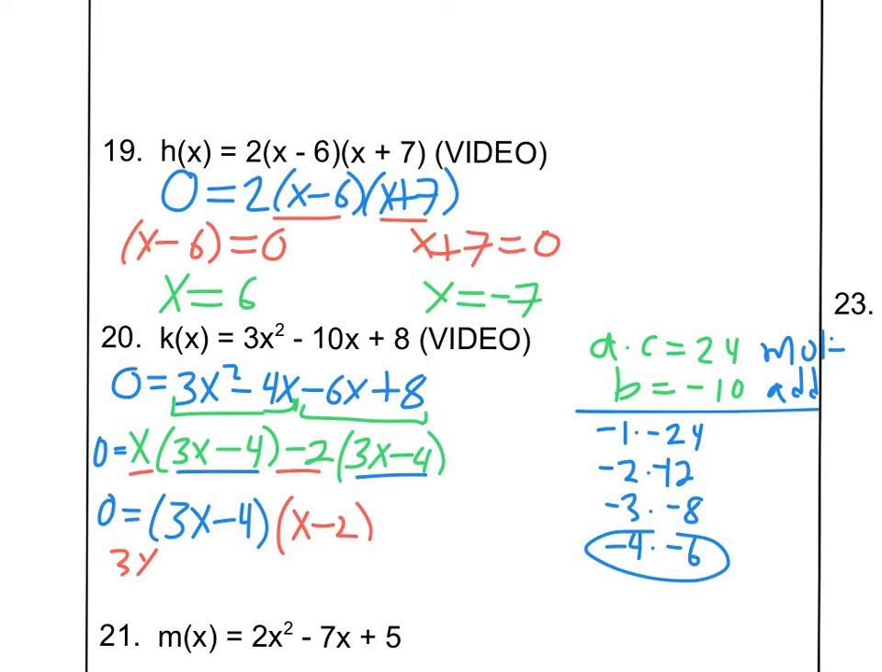That means that 3x minus 4 is equal to 0, which means that x equals 4/3 when you finish that up. And we get x minus 2 is equal to 0, which means that x is equal to 2.